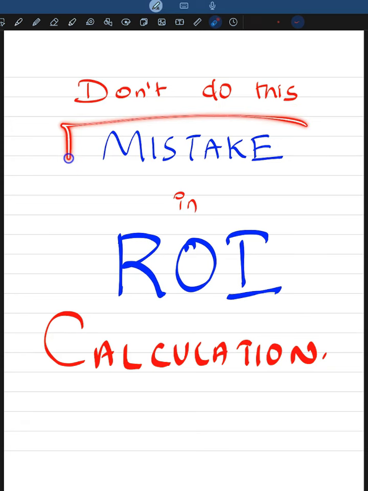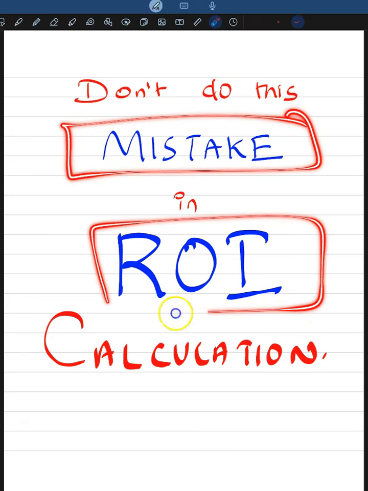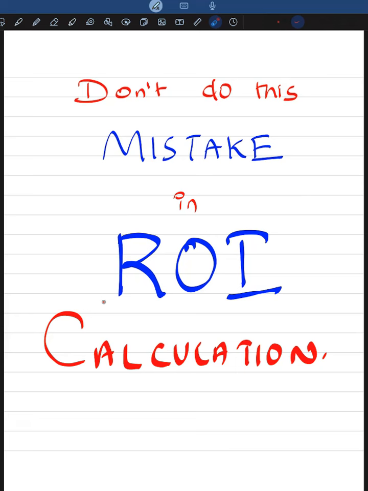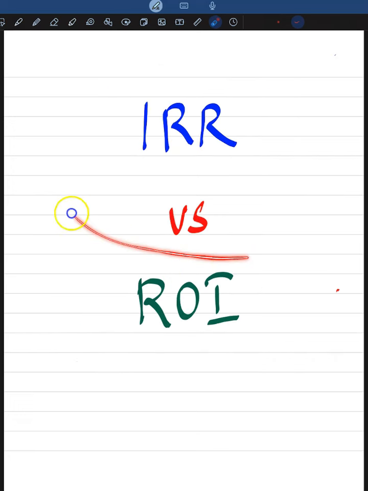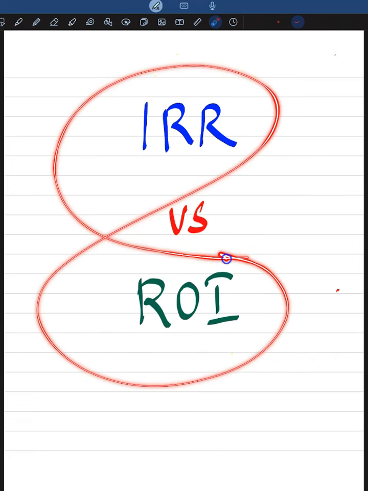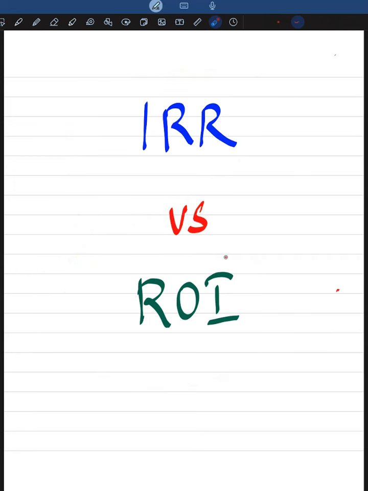We all commit this mistake while calculating our return on investment, let it be investment in some securities or investment in business itself. While calculating return on investment, I've seen many people commit this mistake. It's because they do not understand the difference between internal rate of return and return on investment.